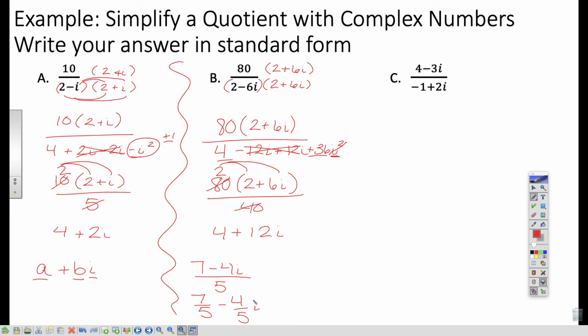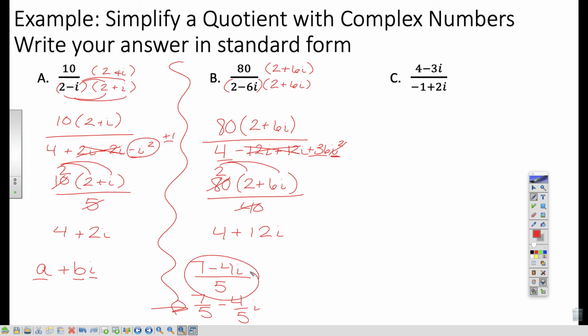Now, the nice thing is if I had maybe 7 minus 5i over 5, this would be 5 over 5, so it'd be 1, correct? So I can simplify it further. But your answer has to be in standard form when you're done. So if you end up with a fraction like this, you have to just pull it apart.